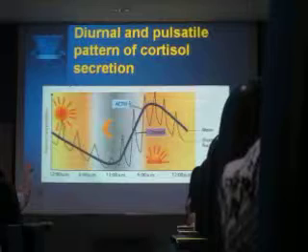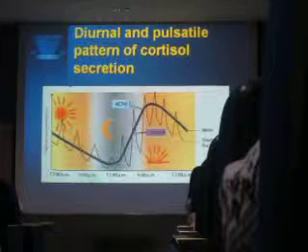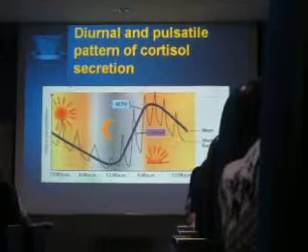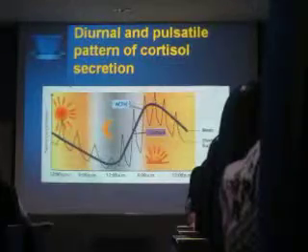And again, if you alter your sleep-wake cycle, you can alter this diurnal pattern as well with deleterious effects because you will have high cortisol during times when normally it is low.